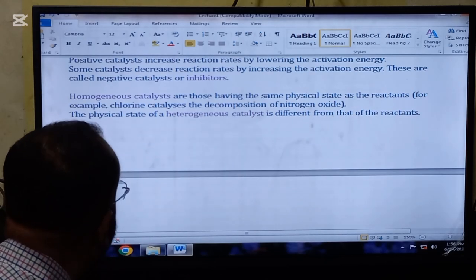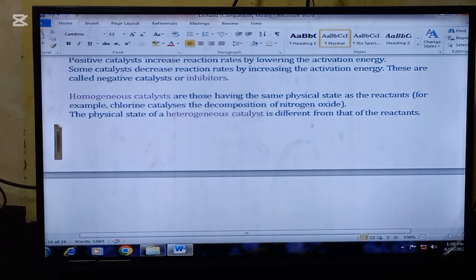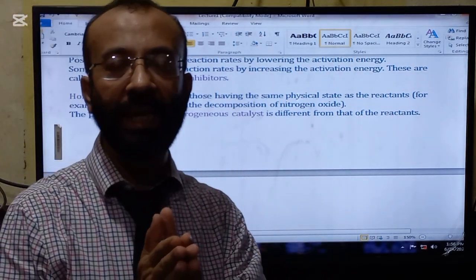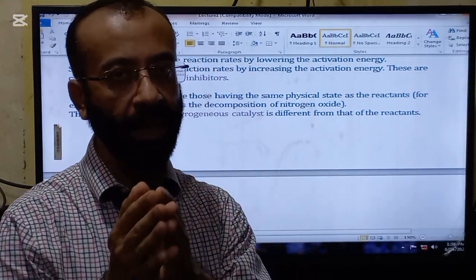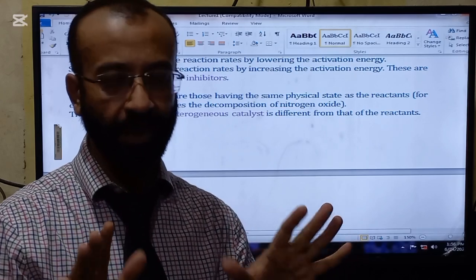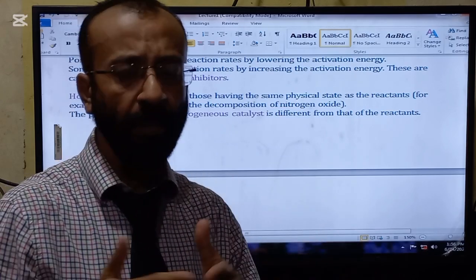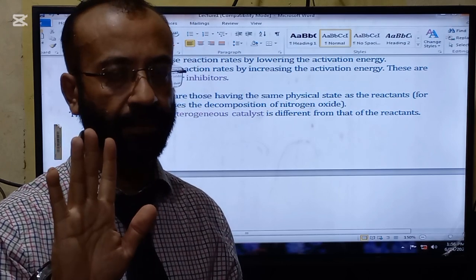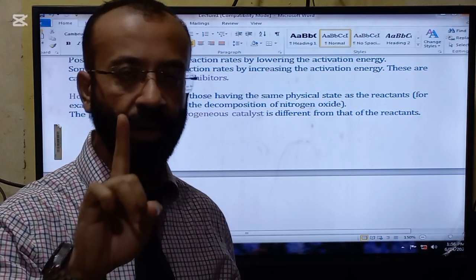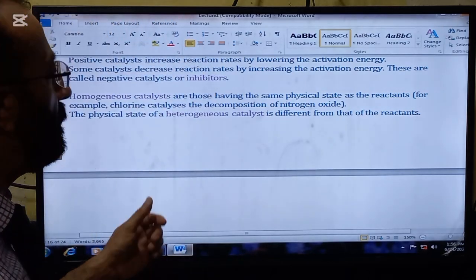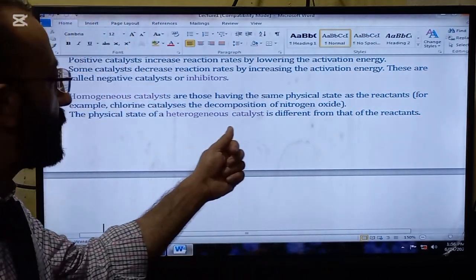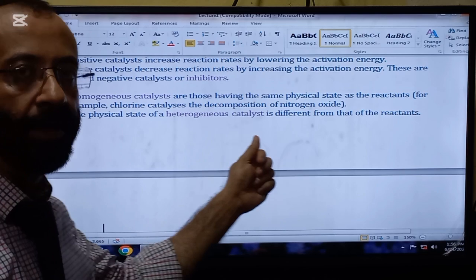Here is another very important point to be noted: homogeneous catalyst. If the physical state of the catalyst and the reactants are the same, so both are maybe in liquid or both may be in solid, then they will be called homogeneous. And if the physical state is different, then those kinds of catalysts will be called heterogeneous.